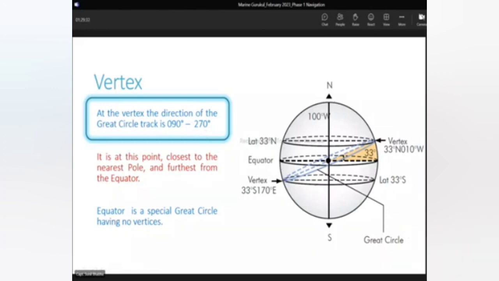So any doubts up to here, beta? Yes, sir. Maybe I am understanding it wrong. You said that this vertex will be closer to the pole. But here the vertex is the point on the great circle track which is closest or nearest to the pole.